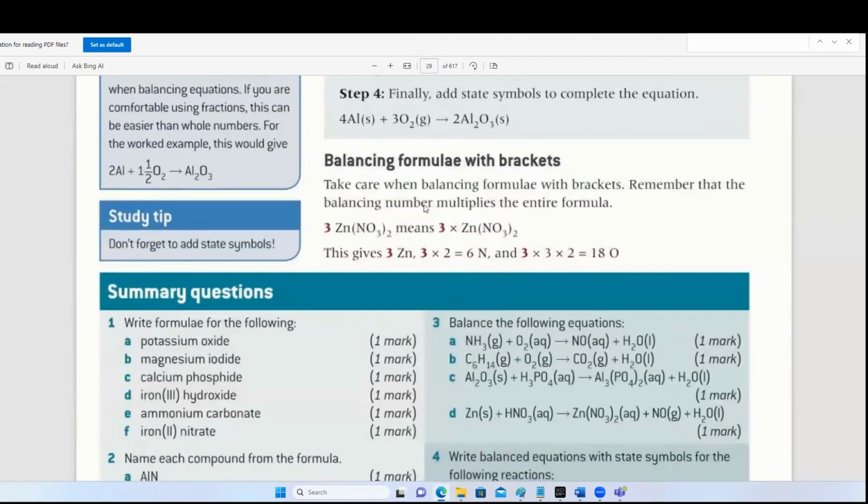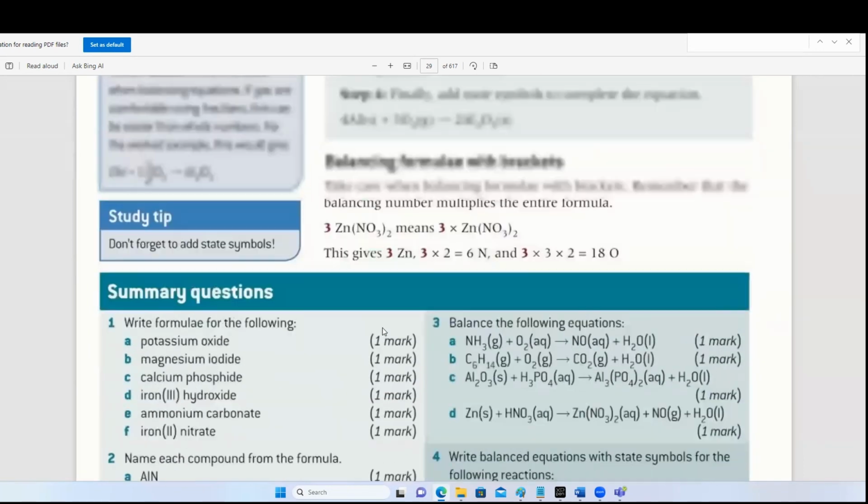Okay, balancing formulas with brackets. Take care when balancing formulas with brackets. Remember that the balancing number multiplies. I think you already know this. So for example, zinc nitrate. The 3 that is written here, first of all, this 2 that is outside will be multiplied with everything inside. So this 3 zinc nitrate actually has 6 nitrogen atoms and 18 oxygen atoms. Does that make sense? Yeah, then it's fine.